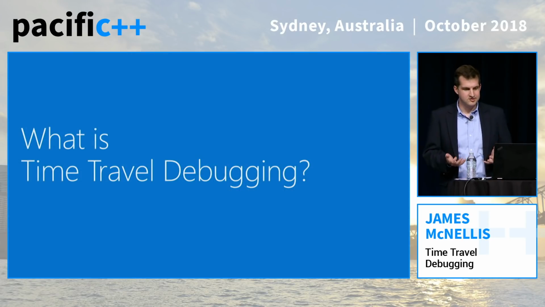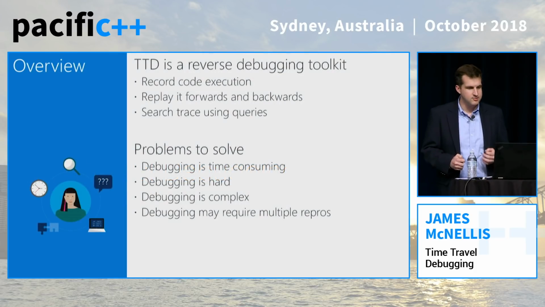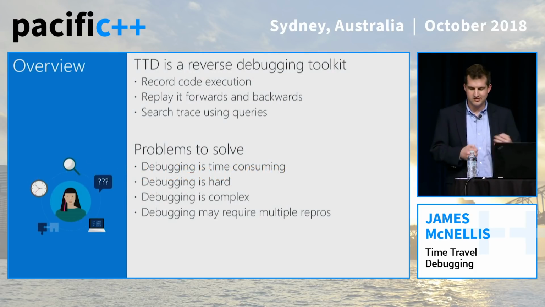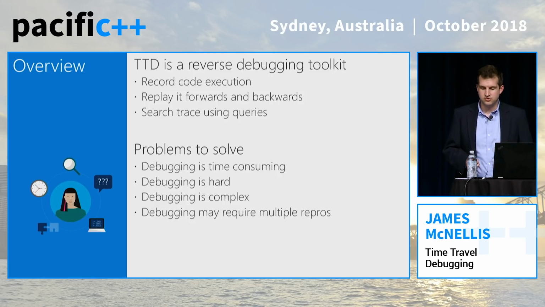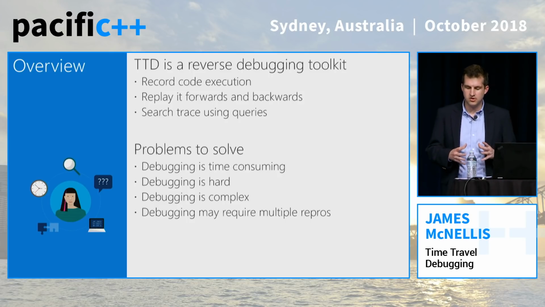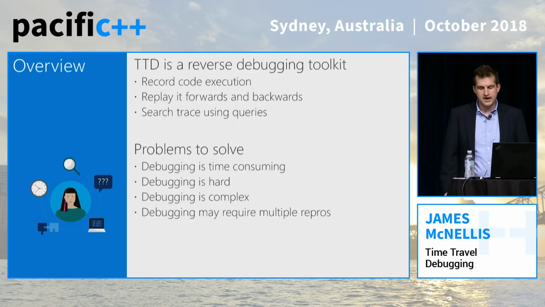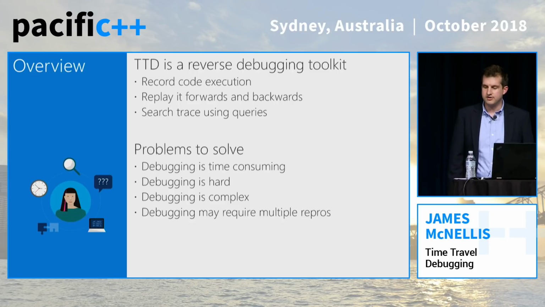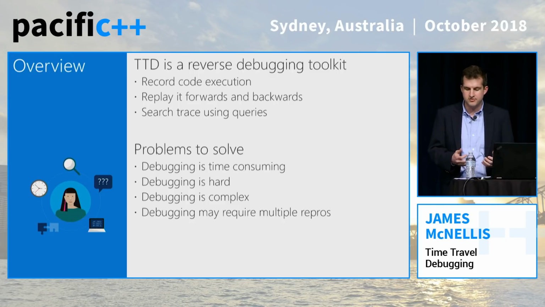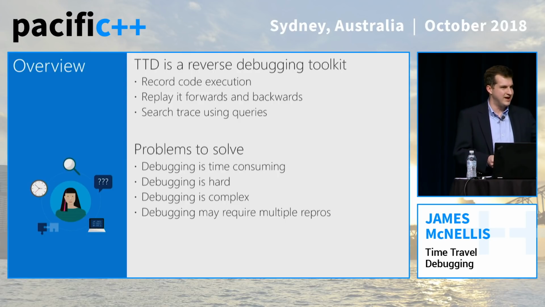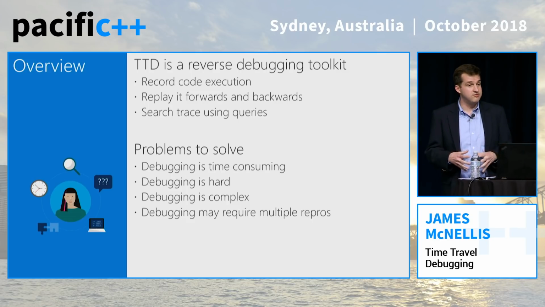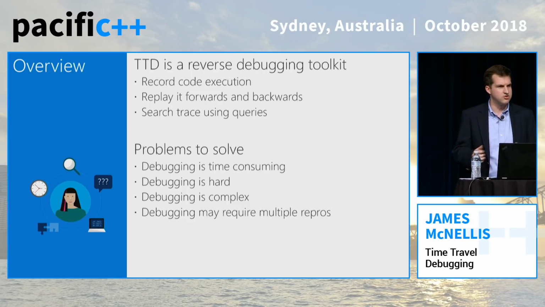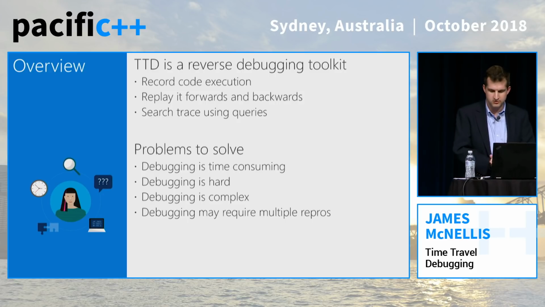So first, what is time travel debugging? Time travel debugging, or TTD as I'll refer to it throughout this talk, is a reverse debugging toolkit. What that means is you can use it to record execution of a program as if you were recording a movie of everything the program does. This recording is stored in a trace file. You can then open that trace file in the debugger and replay it forward and backwards, just like if you had a DVD of a movie, you can fast forward and rewind through the movie. With the movie, you might seek through it to find that great action scene that you want to watch a second time. With a trace of a program, you might replay through it forward and backward, trying to find where a bug happens so you can go and remove the bug from your program.